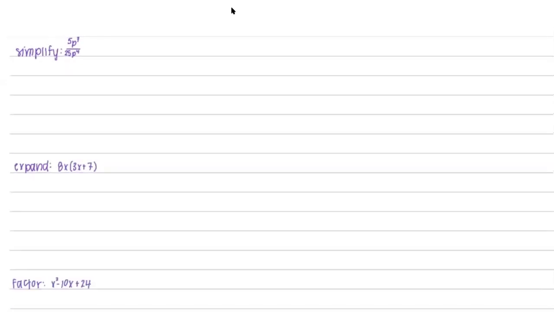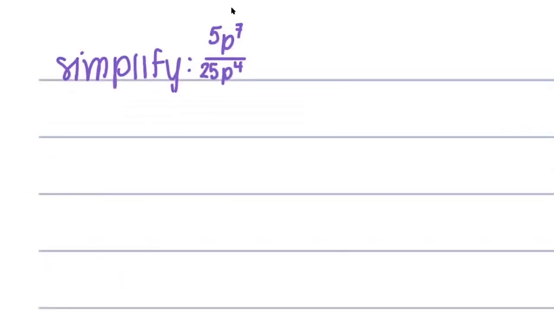Okay, first try this one. Simplify 5p to the 7th over 25p to the 4th. And I'll give you guys like 1 minute.